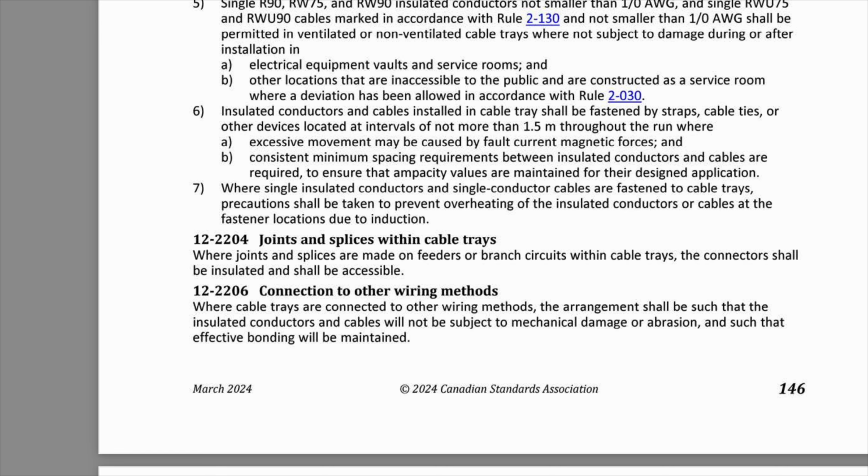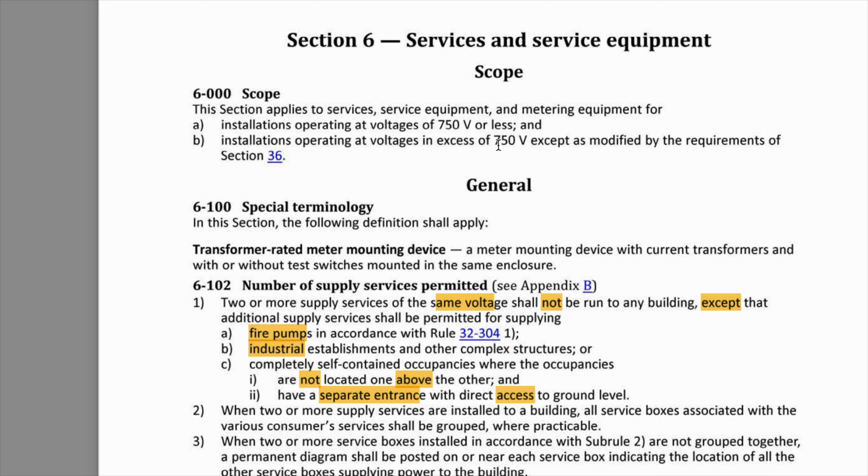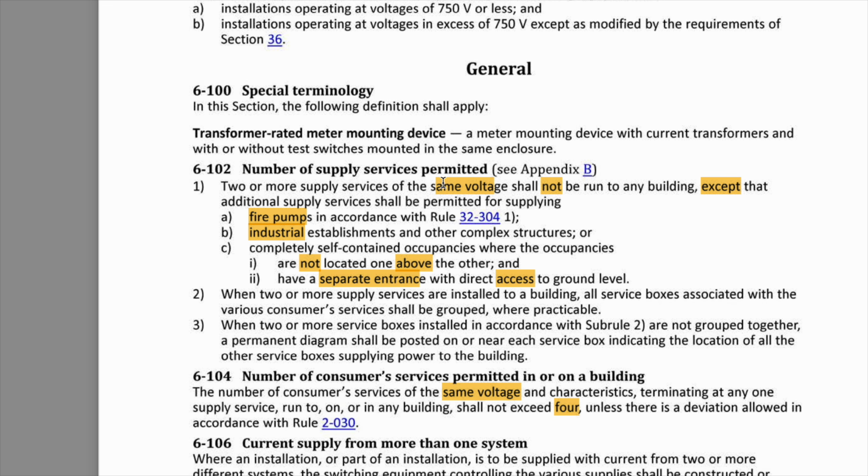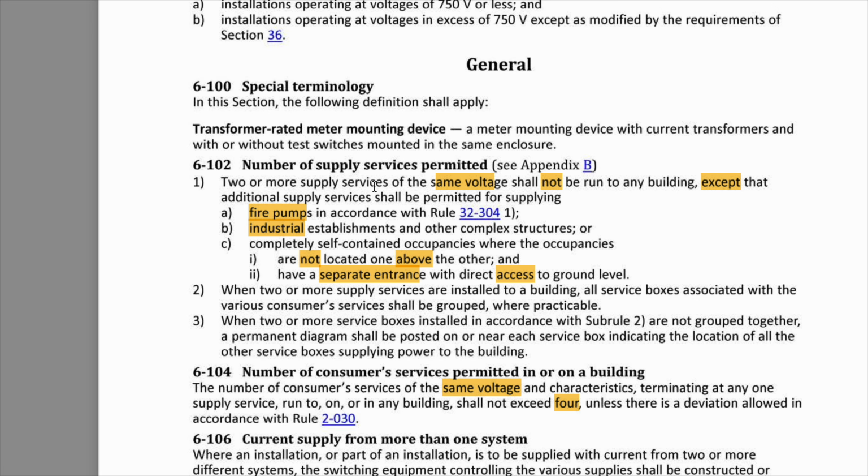Let me go. Section 6 is about services: services and service equipment. And look at here, same voltage. Number of supply services permitted. Two or more supply services of the same voltage shall not be run to any building. It's not acceptable to run the same voltage from two different sources in two different cables coming to one building, but there is an exemption.